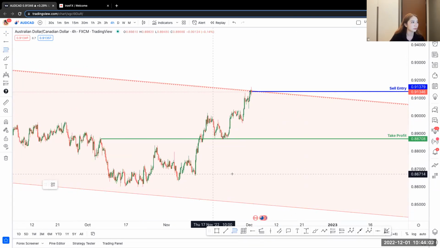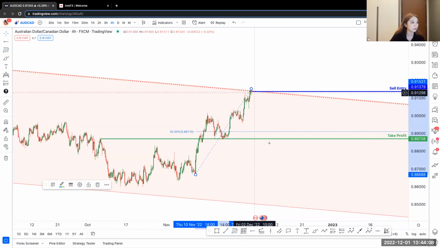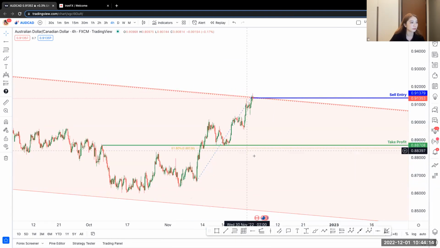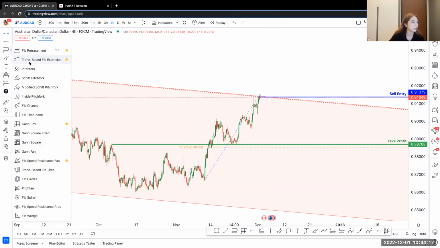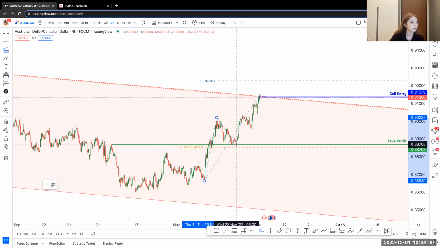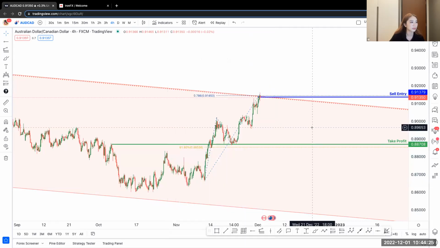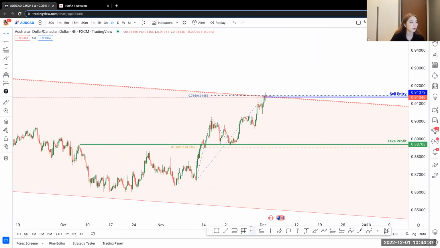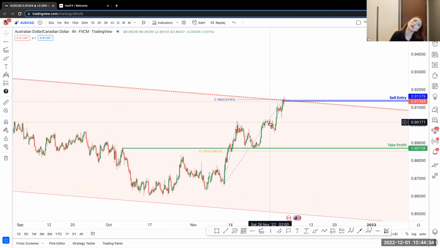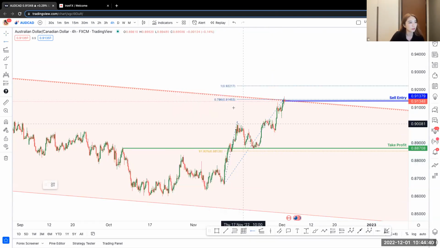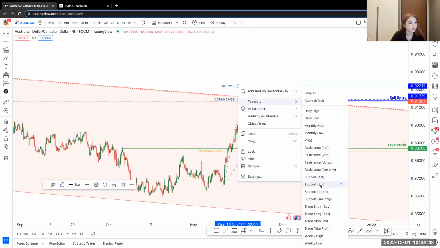Let's look at a retracement. 61.8, nicely fitting. Let's look at a projection. 78.6, very nicely fitted. I will also put my entry rather close for stop loss in this case. This could be okay. We're looking at 100%.